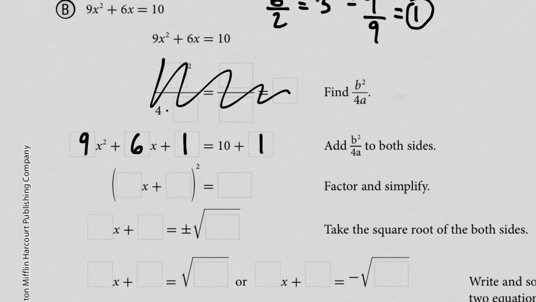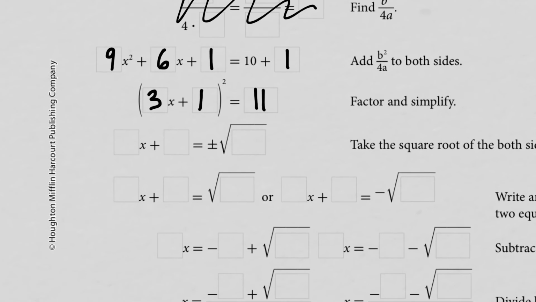Take the square root, factor the trinomial on the left side. Now it's real easy to factor. The first number is a perfect square, so it's just 3x. The last number is a perfect square, which is 1. 3x plus 1 squared equals 10 plus 1.